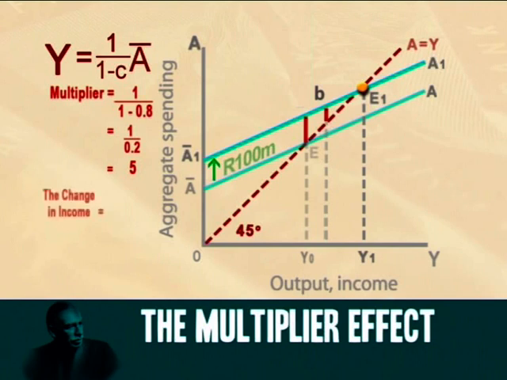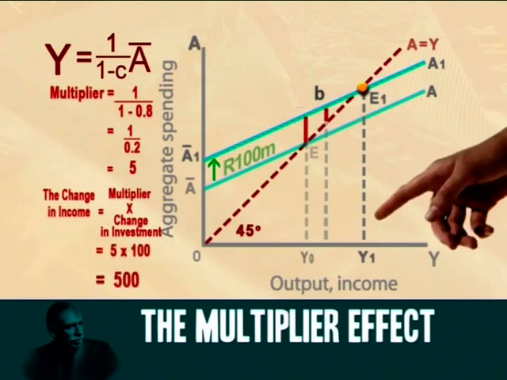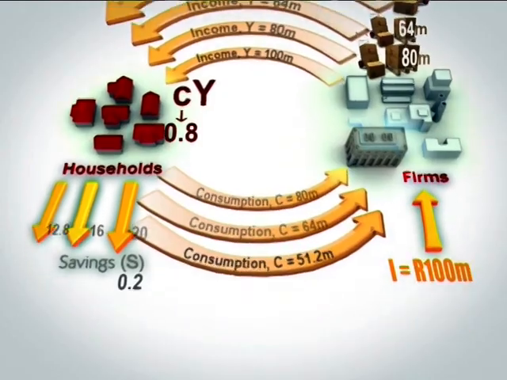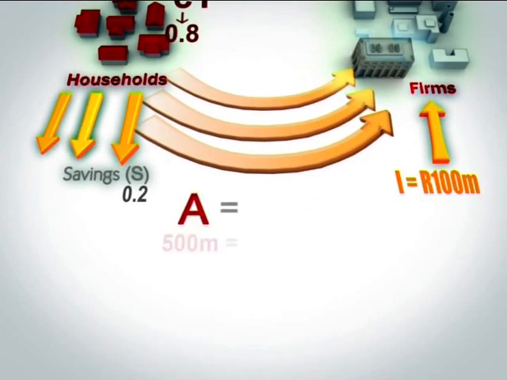For every 1 rand increase in autonomous spending, the equilibrium level of income increases by 5 rand. The change in our equilibrium level of income is therefore the multiplier times the change in investment, I. In our case, a 100 million rand rise in investment increases the equilibrium level of output and income by 500 million rand. Now, back in our circular flow model, the impact of the multiplier can be shown like this.